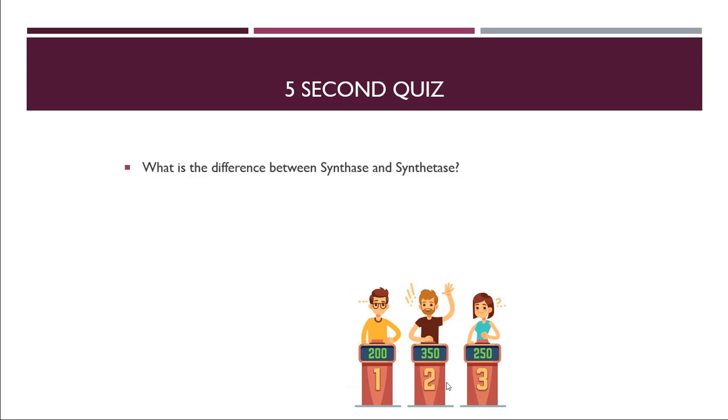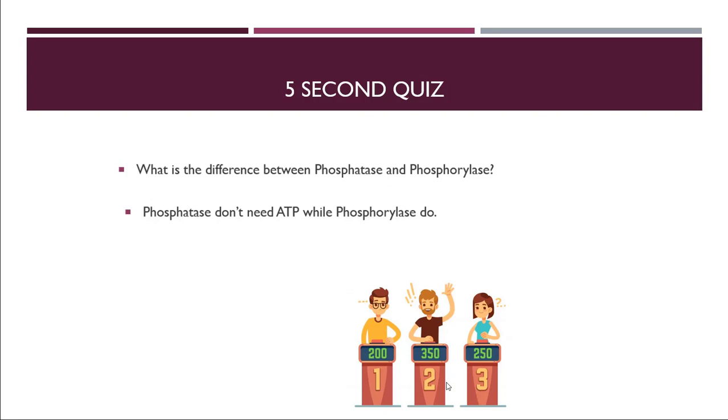Okay. Next question. What is the difference between phosphatase and phosphorylase? 5, 4, 3, 2, 1. Phosphatase doesn't need ATP, while phosphorylase does. Remember the sound of R that releases the energy, like Elsa says, enough? Okay, next.